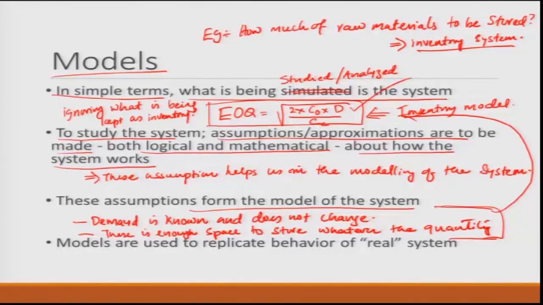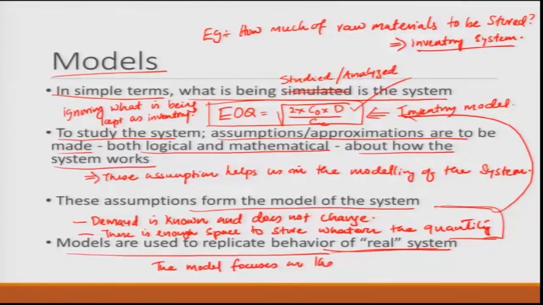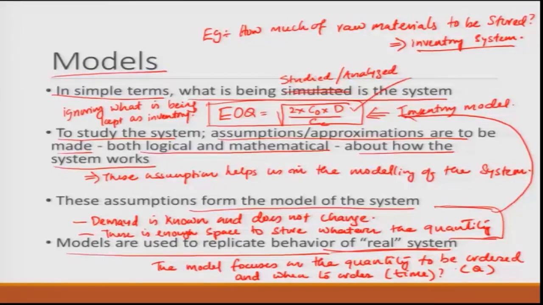Okay. And why do we use models? Because we can use models to replicate the behavior of the real life system. So, in inventory, the model focuses on the quantity to be ordered, okay, which is the Q, and when to order, which is the time. Okay. So, we are worried about the quantity and the time specifically in an inventory system, and to do that we take assumptions about the system, and these assumptions help us in forming the models.